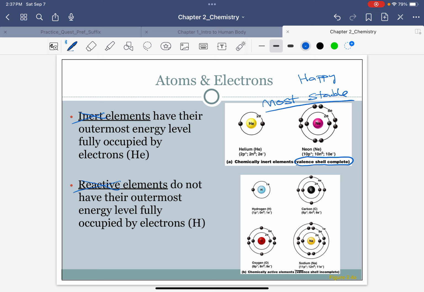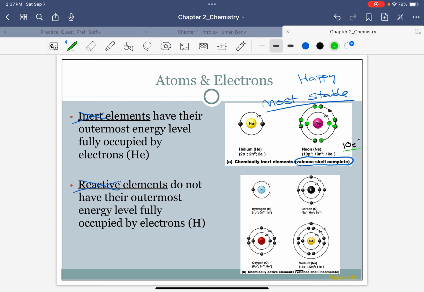Look at neon. Neon has 10 electrons. So we build, I'll use green, easier to see. We build our first electron shell, and I fill it with the maximum of 2 electrons. Then I build another shell, 2, 3, 4, 5, 6, 7, 8, 9, 10. Boom. This is what neon is, 10 electrons. This is a stable, happy atom because its outermost shell is full.